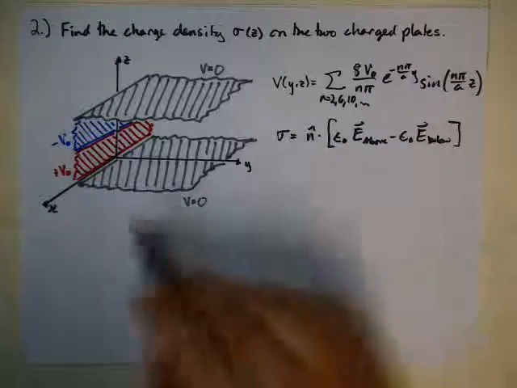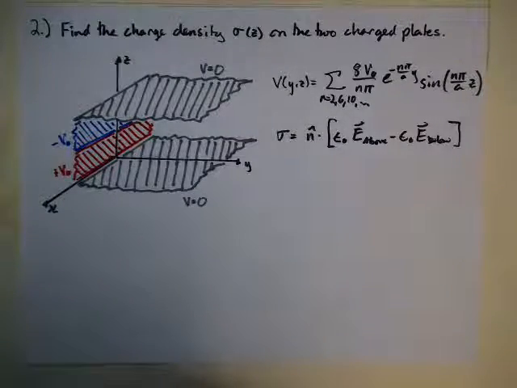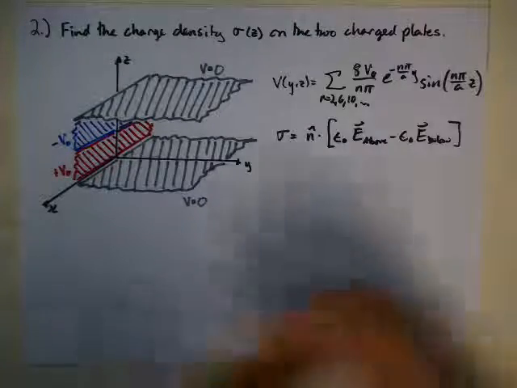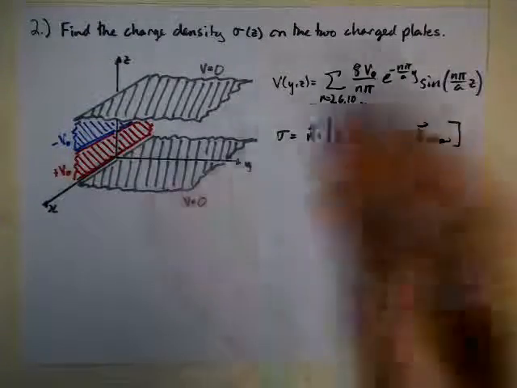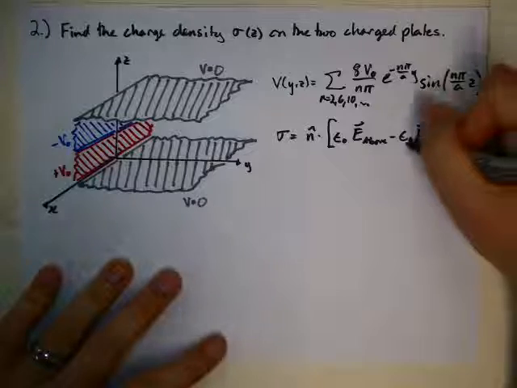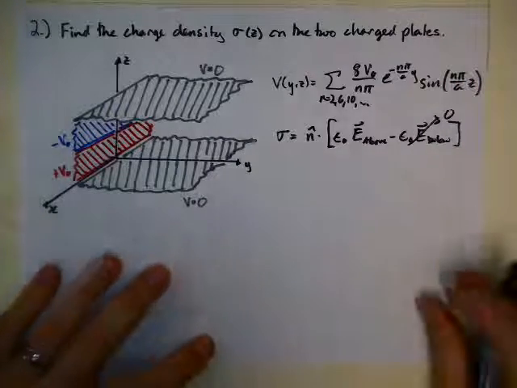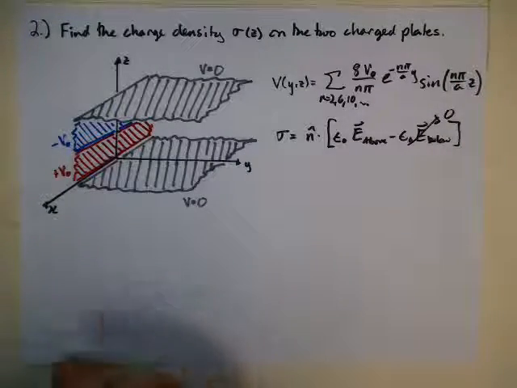In our case, since these are constant potentials, I know that constant potentials behave like conductors, and in conductors, the electric field just below a surface of the conductor is going to be 0. So I'm going to set the E below to be 0 in this case.